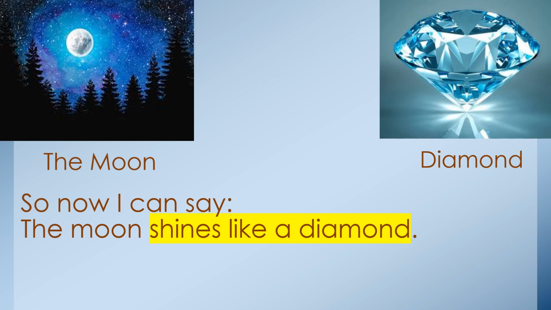Now that we know they both, a diamond and the moon, have a quality in common, we can say that the moon shines like a diamond. Shines like a diamond is a simile. The simile uses the word like to compare the words moon and diamond.